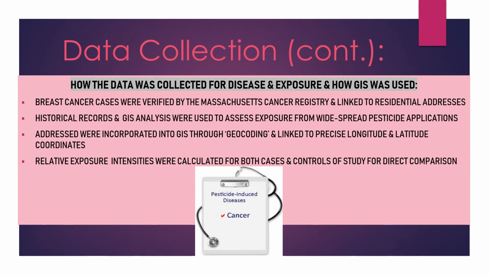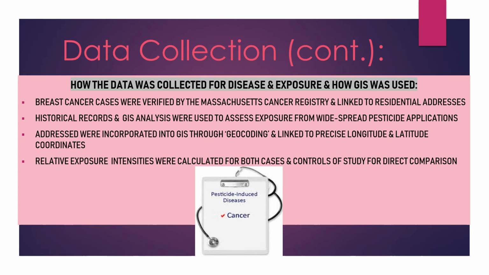Continuing on with data collection, we will discuss how the data was collected for disease and exposure, and also how they implemented GIS within their study. First, the breast cancer cases were verified by the MCR, the Massachusetts Cancer Registry, and those cases were linked to the residential addresses.